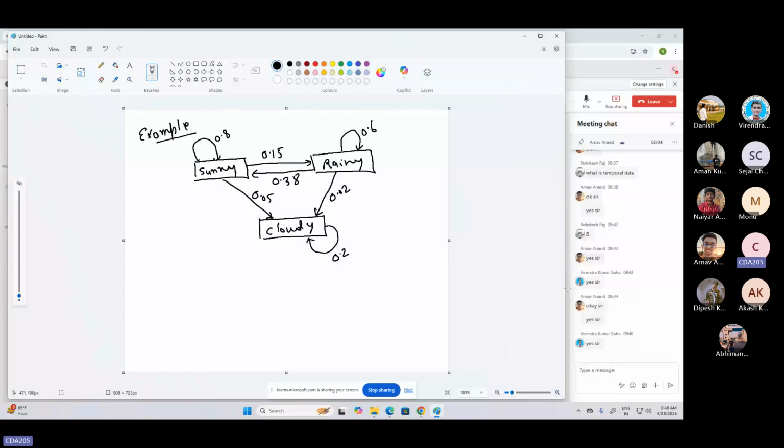Okay, now cloudy to sunny. It is 0.05. Then, sorry, cloudy to rainy. And cloudy to sunny, it is 0.75. Are you clear with this diagram, everyone? ये diagram कैसे बनाया गया? Are you clear with this? This is known as transition state diagram.